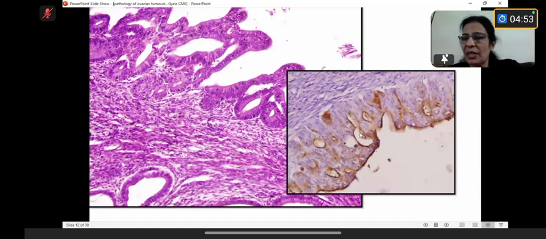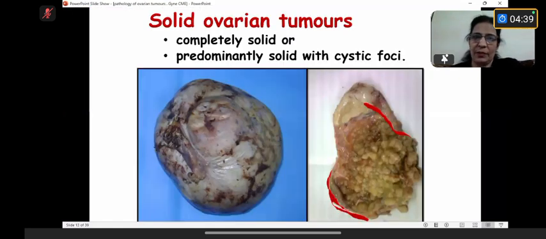And sometimes we may even do mucicarmine stain and immunohistochemical stain for mucin if it is a poorly differentiated carcinoma, whether it is serous or mucinous type, because the high-grade serous will be requiring much more aggressive chemotherapy.